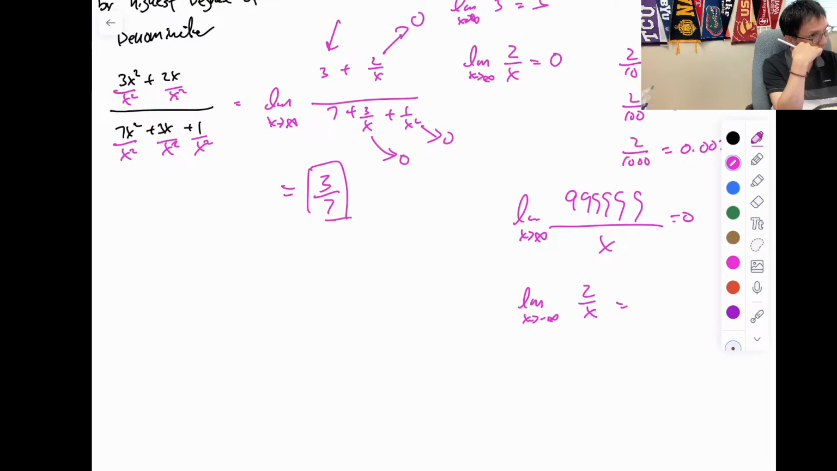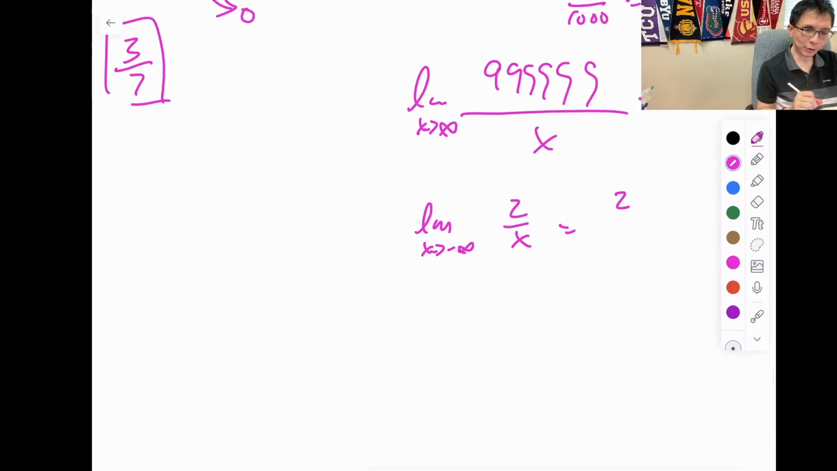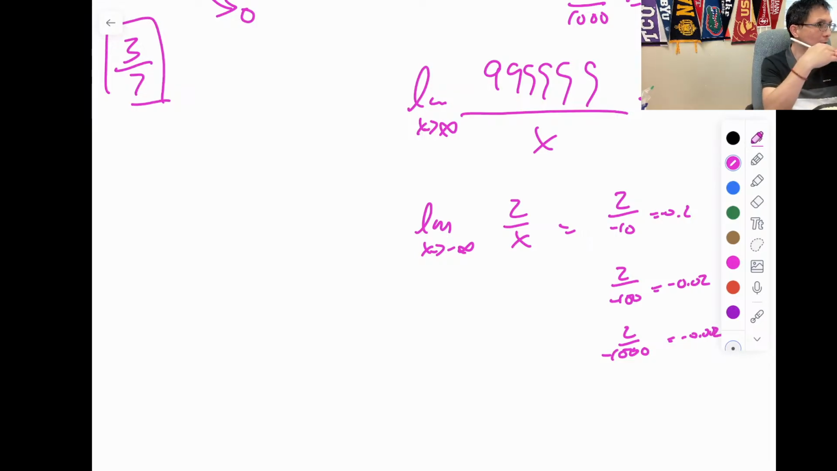Neither? What do you think? It's approaching 0. Why is it approaching 0? Because imagine 2 over negative 10, 2 over negative 100, 2 over negative 1,000. So it's still going to be 0.2, but it's negative now, negative 0.02, and negative 0.002, right? It's going to get smaller and smaller, but from a different perspective. Does that make sense?